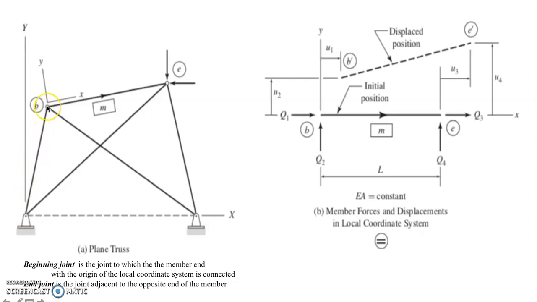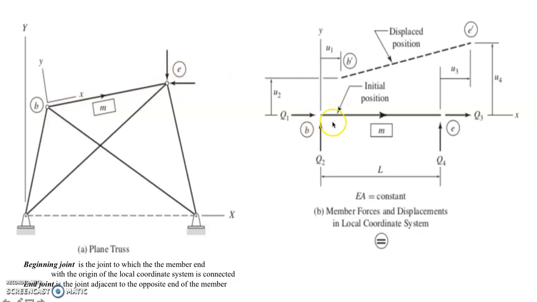So this is the joint to which the member ends with the origin. This is the origin. So this is the joint to which the member ends with the origin for member M. So this is your beginning joint. So the end joint is this one. The end joint is the joint adjacent to the opposite end of the member. So the adjacent end to the opposite side of the member is the end of the member.